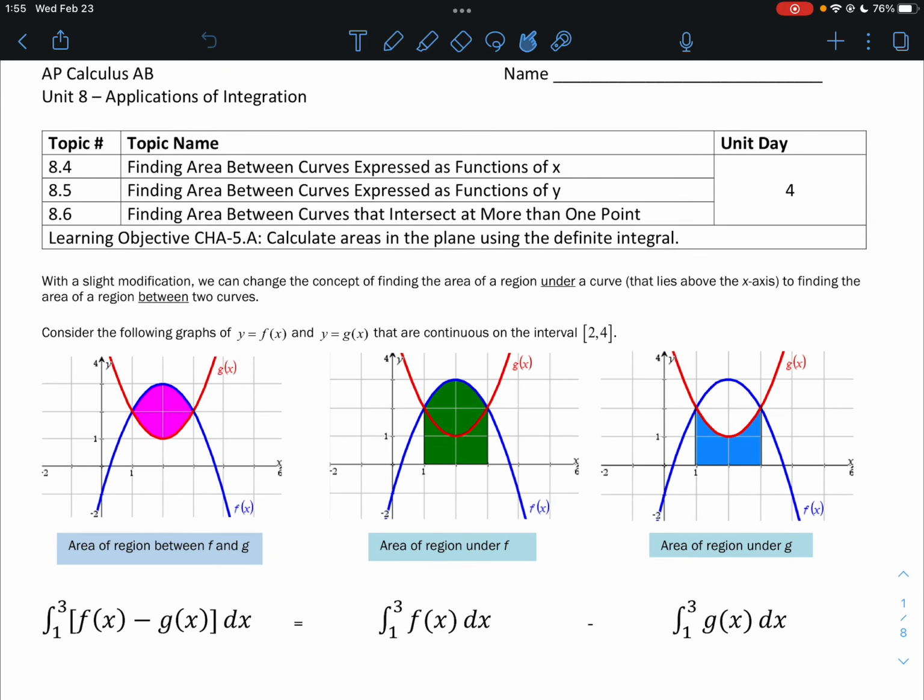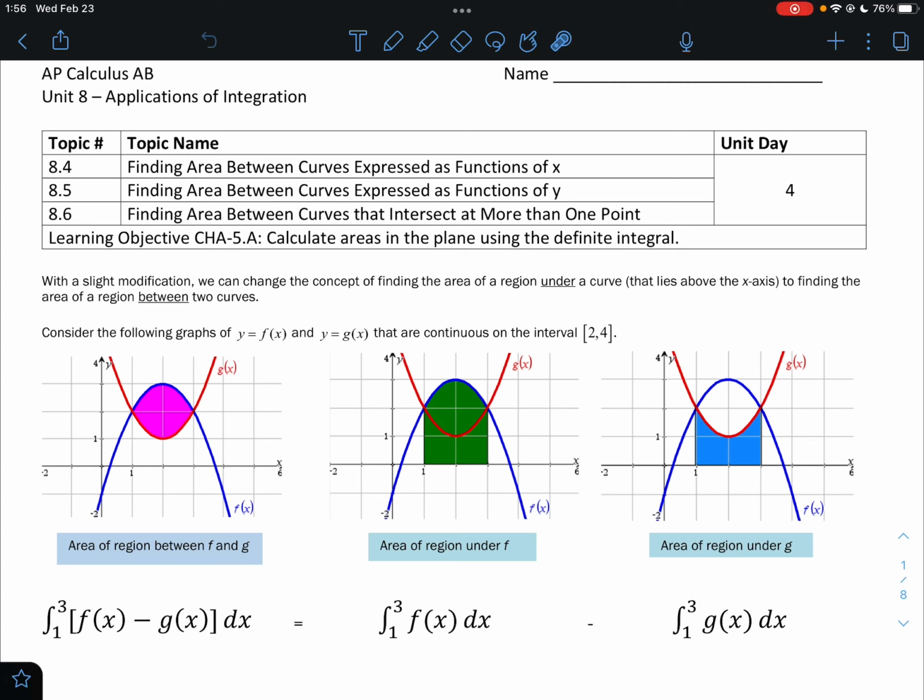In this video today, we are going to take a look at finding the area between curves. There's three different topics that we'll look at here, but they're all basically done the same way. We're going to find area between curves expressed as functions of x, functions of y, and curves that intersect at more than one point. So let's start here by looking at a general graph of what this might look like.